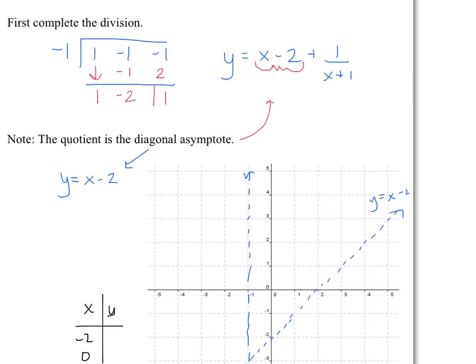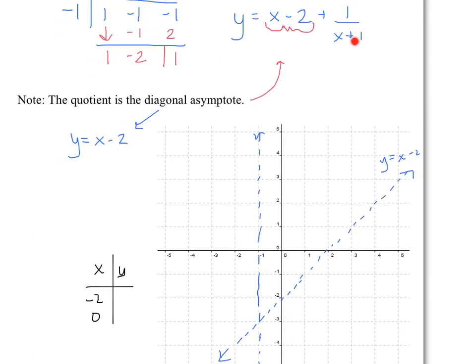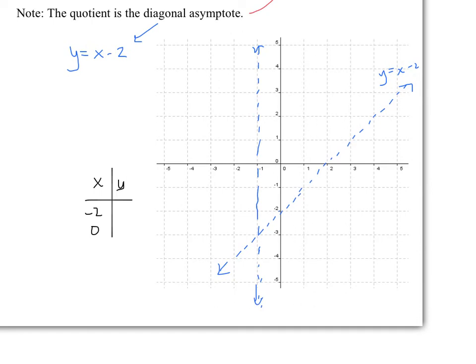Alright? So I'm going to plug them into the divided version because I can see that with my table of values. Okay, so if I plug in -2, I'm going to get -2 minus 2, which is -4, plus 1 over -2 plus 1, which is -1. So -4 minus 1 is -5. So I have a point at (-2, -5). So that would be our point right here.